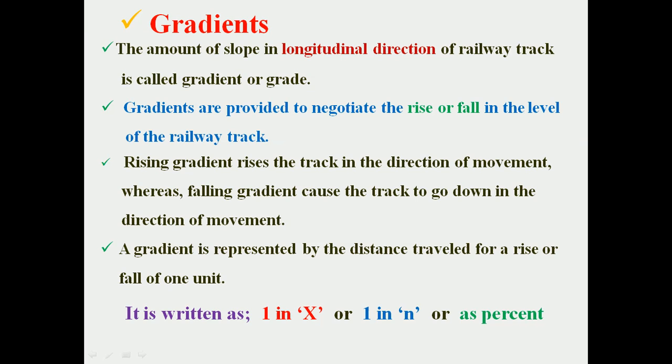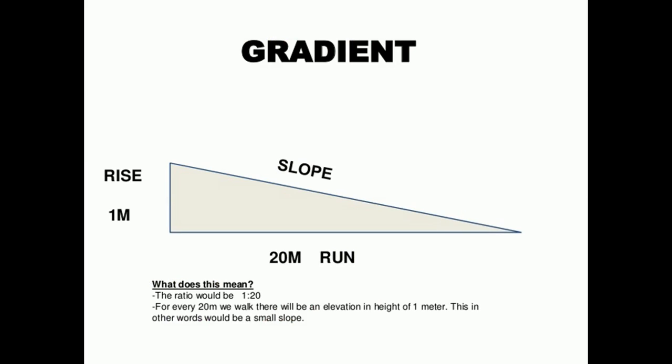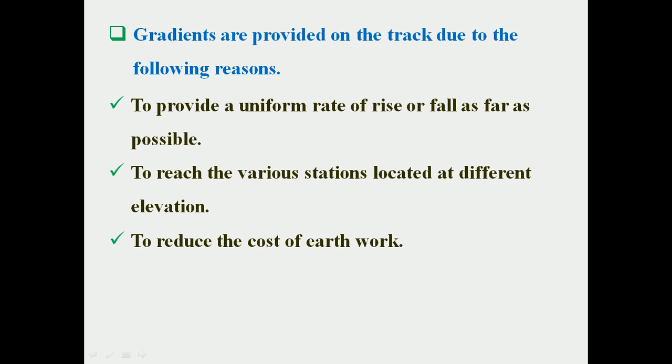So normally it is written 1 in x or 1 in n. Supposing, for example, 1 in 100, in which 1 is vertical and 100 is our horizontal distance. So this diagram will explain you very nicely what is gradient. Here in this case, this is 1 in 20. So 1 meter is your vertical distance and 20 is your horizontal distance. The slope from where the railway is going to travel, that is called as your gradient.